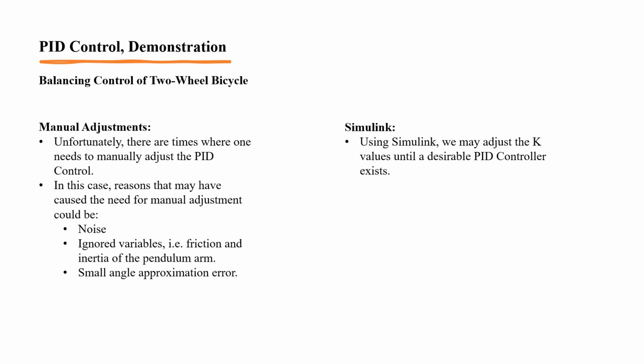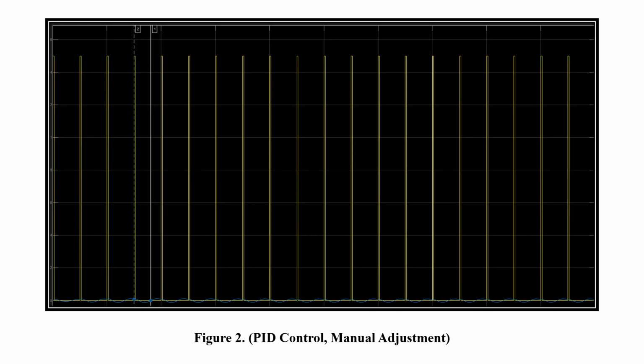Unfortunately, there are times where one needs to manually adjust the PID control. In this case, reasons that may have caused the need for manual adjustment could be the following: noise, ignored variables such as friction and inertia, as well as small angle approximation. In Simulink, we may adjust the k values until a desirable PID control exists. After adjusting the k values in Simulink, we may now observe that the bicycle holds up quite well against the regular pulse.